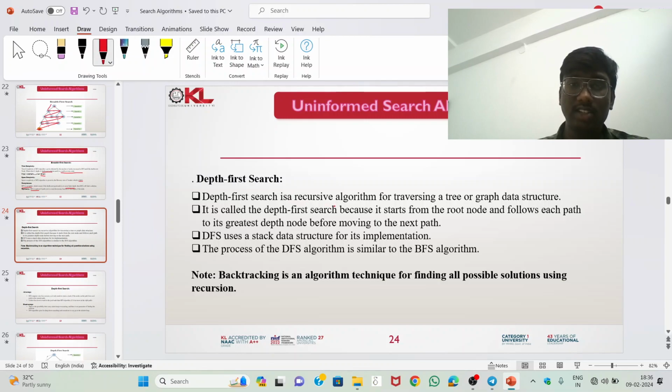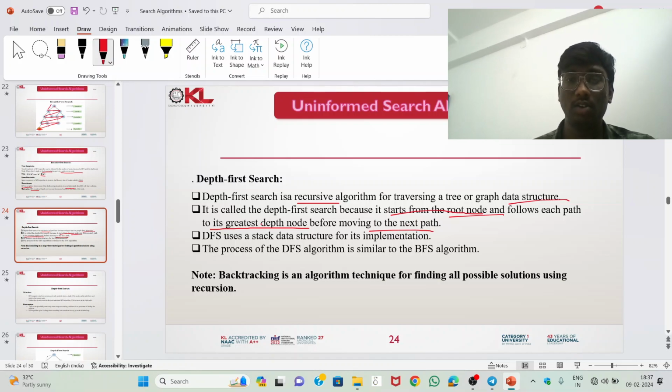Depth first search is a recursive algorithm for traversing a tree or a graph data structure. It is called depth first search because it starts from the root node and follows each path to its greatest depth node before moving to the next path. Means it goes to the greatest depth before moving to the next path. DFS uses a stack data structure.